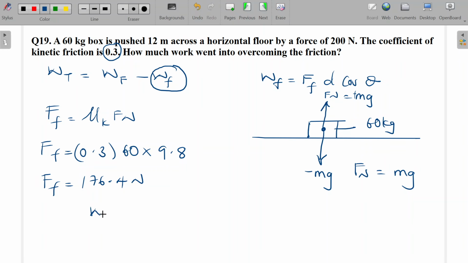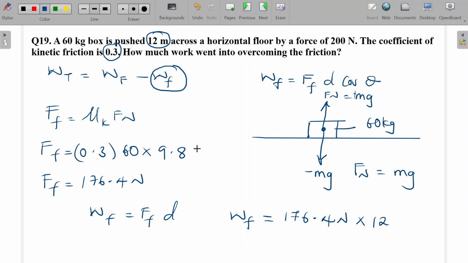Then now, the question is asking us to find the work to overcome the friction, which is the same as the work done by friction. So work done is equal to the friction force times the distance which was covered, which was 12 meters. So the work to overcome the friction is equal to the friction force, 176.4 newtons, times the distance, which was 12.